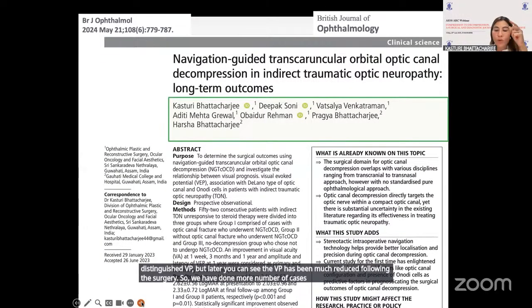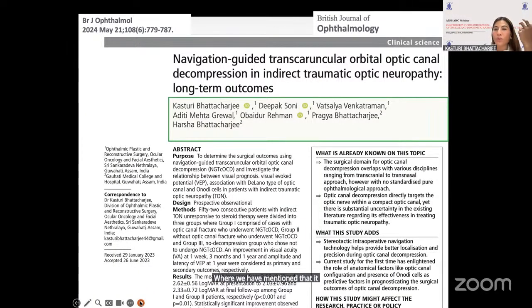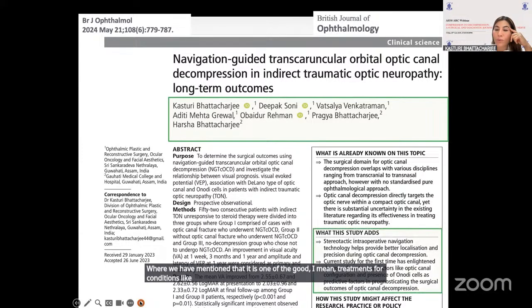We had gone up to almost more than 80 cases, but we have reported some of our 52 cases here in the British Journal of Ophthalmology, where we have mentioned that it is one of the good treatments for conditions like indirect traumatic optic neuropathy.